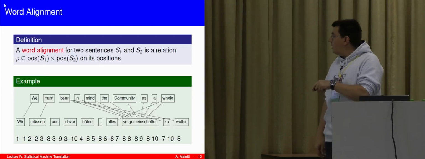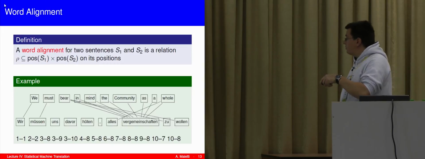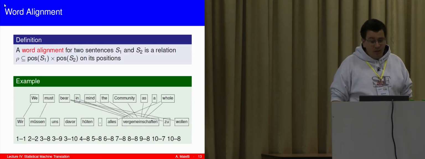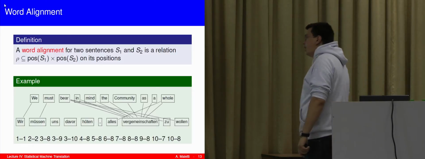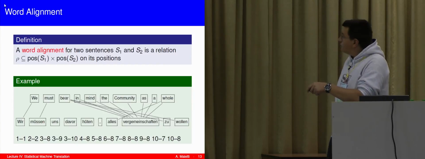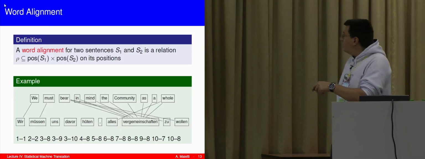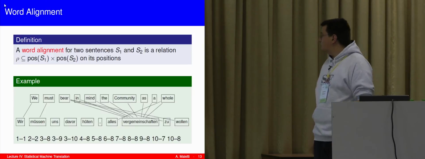And if you work in the area, then you'll see this actually. So in a file, it will generate this, right? This is just a format for presenting the pairs in the relation. Now in this example here, this is English-German again. This is actually a very bad alignment. So all it did is this we to wir, that's okay. Must to müssen is okay. But bear in mind the community as a whole has been aligned to this word here completely.